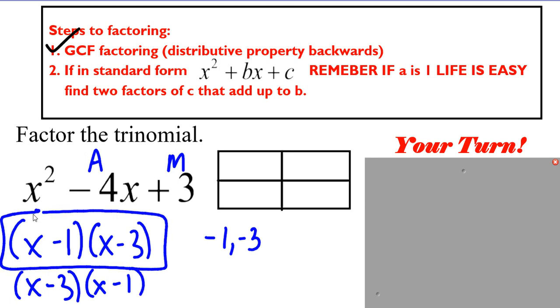If you want to check, you can do double distribution, or you can make a little table. X minus 1, x minus 3, x times x is x squared, minus 1x, minus 3x, negative times a negative is a positive, and look, x squared minus 4x plus 3, it checks out. So that's the correct factorization.